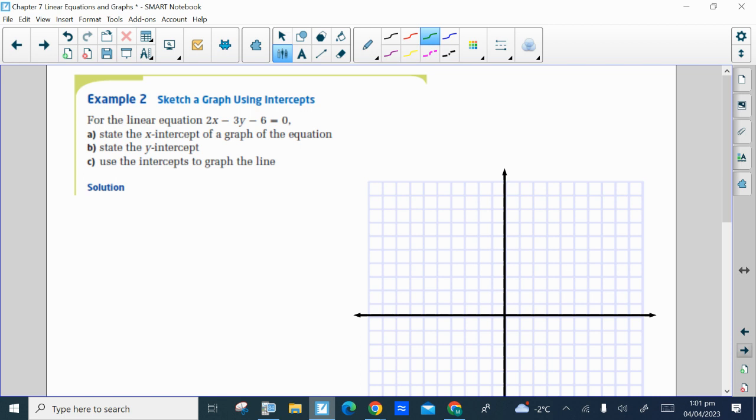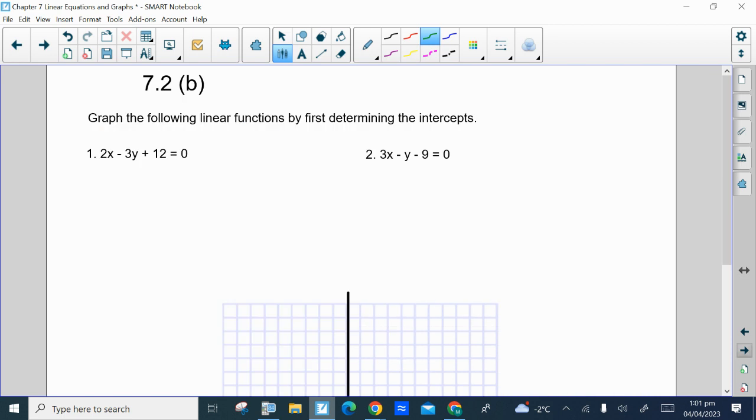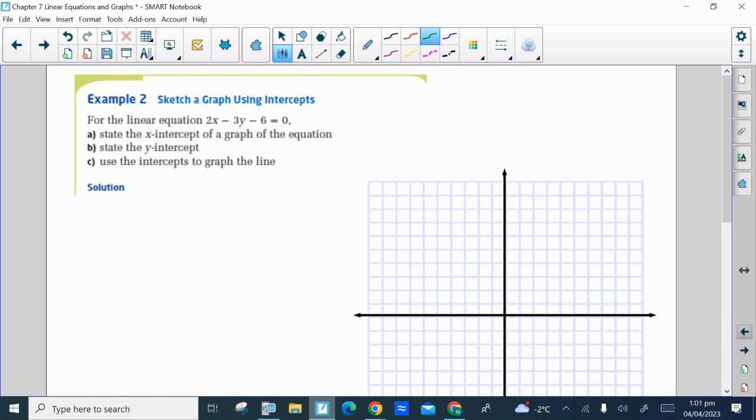So this next one, we want to graph it by finding the x and y intercepts. The assignment is in the package here. No, it's not. So I will put on Google Classroom what the assignment is. I want you to start that one on your own. You need to find the x and the y intercepts, and then we'll check it.